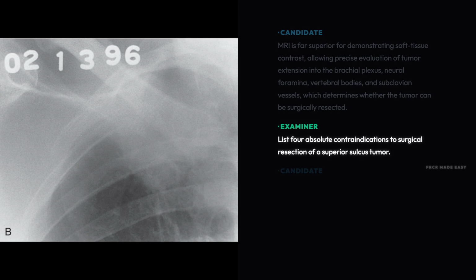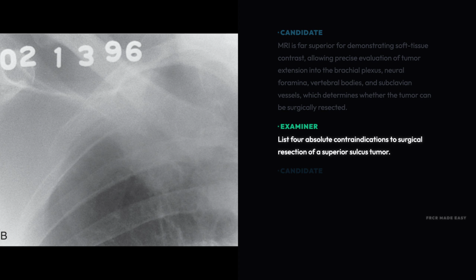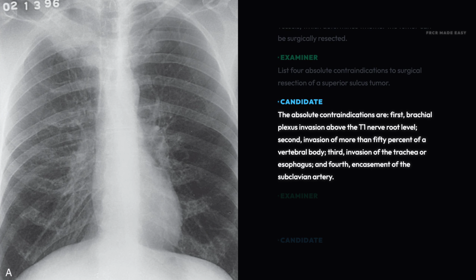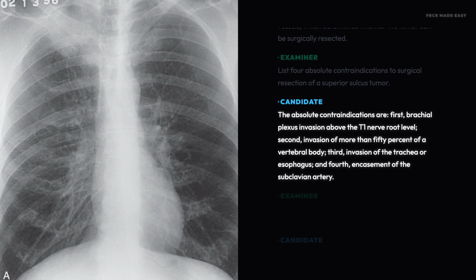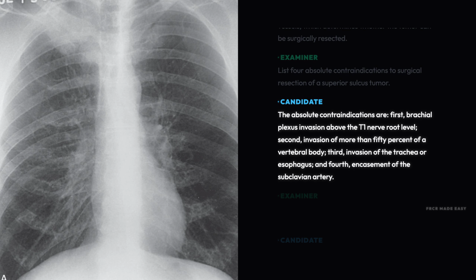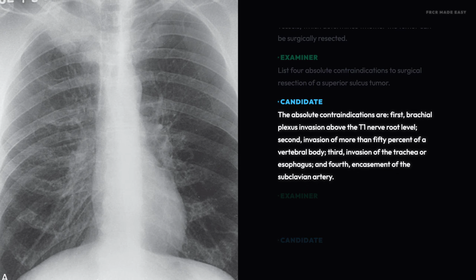List 4 absolute contraindications to surgical resection of a superior sulcus tumor. The absolute contraindications are: first, brachial plexus invasion above the T1 nerve root level; second, invasion of more than 50% of a vertebral body; third, invasion of the trachea or esophagus; and fourth, encasement of the subclavian artery.